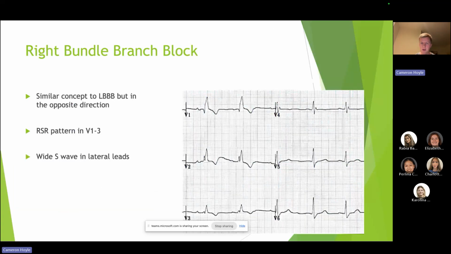In contrast to the left bundle branch block, you've got the right bundle branch block. Essentially, it's the same concept, but in the opposite direction. So the block is on the right-hand side of the conducting system, which means that the impulse then travels from the left to the right. You get this RSR pattern in V1 to V3. It looks like bunny rabbit ears. That's the classic description of them. And there is a wide S wave in the lateral leads as well.